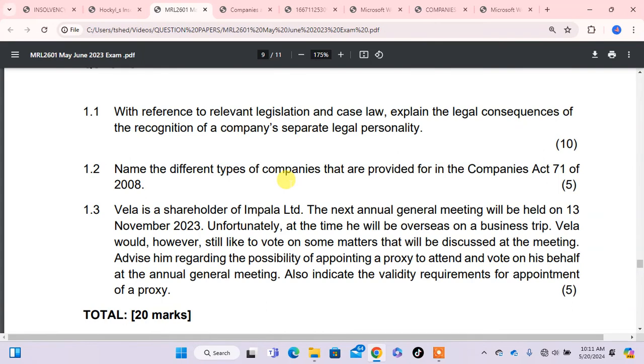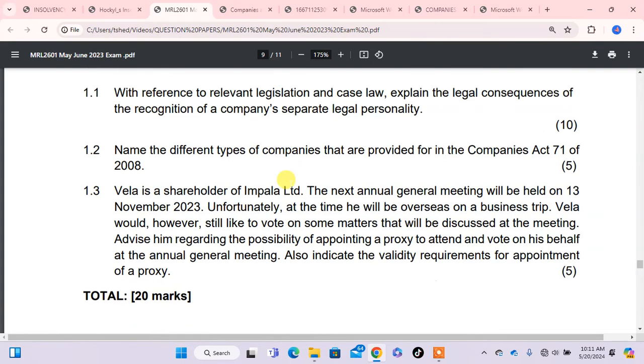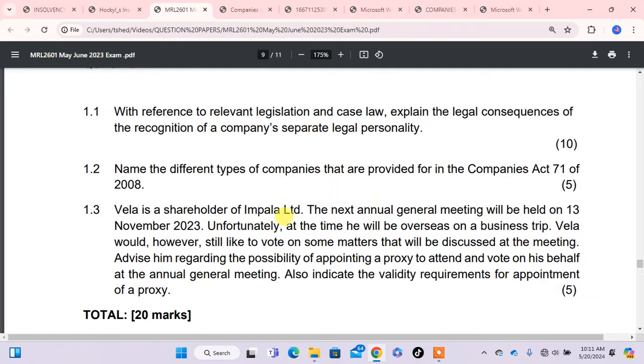Which other question? This one is about a proxy. This one is a very simple question. Vela is a shareholder of Impala Ltd. The next annual meeting will be held on 30 November. Unfortunately, at that time he will be overseas on a business trip. Vela would, however, still like to vote on some matters that will be discussed at the meeting. Advise him regarding the possibility of appointing a proxy to attend and vote on his behalf at the annual general meeting. Also indicate the validity requirements for appointing the proxy.